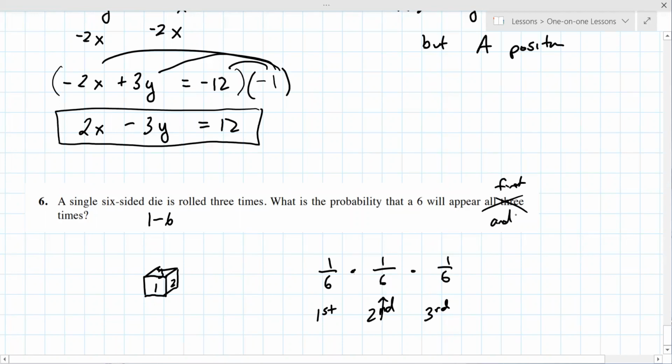So when it asks for all 3 times, it's the same as saying and, meaning they all have to be true. First and second and third. And usually "and" means multiplication here. All right. So if you had to do this by hand, you could do it. It would be 1 out of 216.